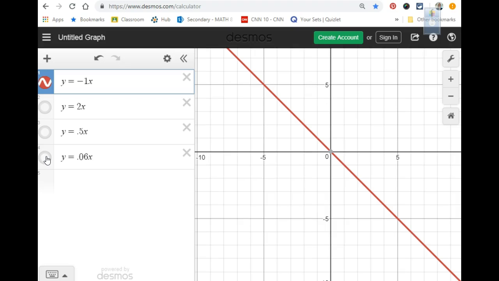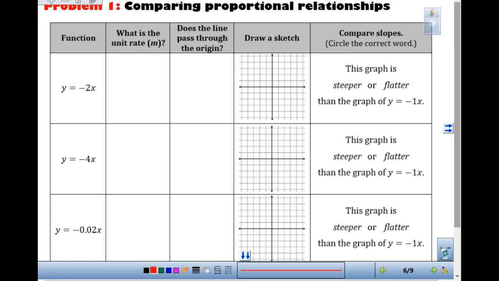Let's go back and answer the questions first. What's our unit rate? Fill all three of those in. You should be able to do that, right? Fill all three of those in right now. Next thing we are going to be looking at is filling in: does it go through the 0, 0?